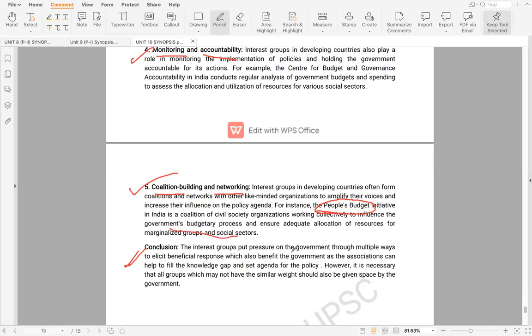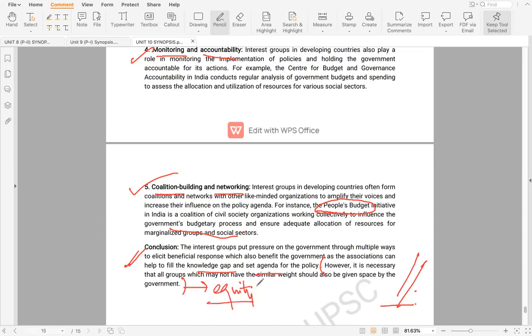So conclusion: the interest groups put pressure on the government through multiple ways to elicit beneficial response, which also benefits the government, as associations can help to fill the knowledge gap and set agenda for the policy. However, it is necessary that all groups who do not have similar weight should also be given space by the government. You have also talked about how we need equity in pressure groups themselves.